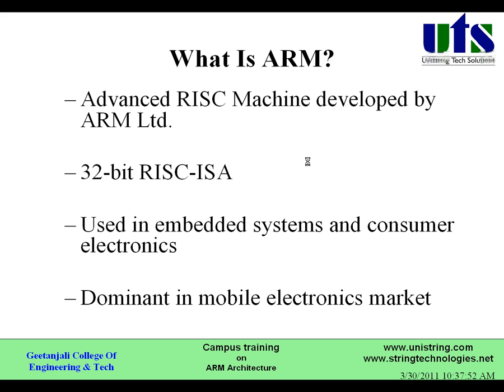Due to its architecture, which was developed by Acorn, it became so popular in the world. So the company name was changed from Acorn RISC Machine to Advanced RISC Machine, and this ARM company develops the architectures only. It is not making any kind of ICs. It builds only the architectures, and that too the 32-bit RISC architectures.